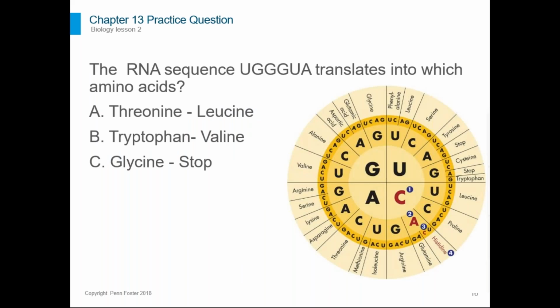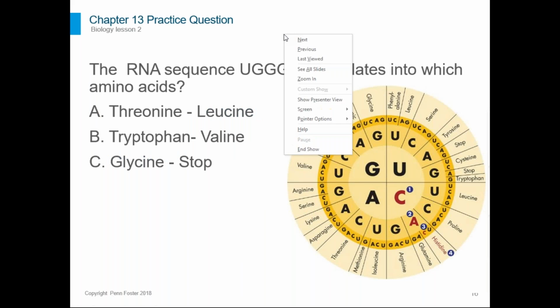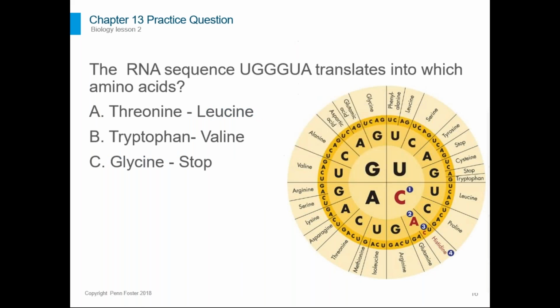So let's do a quick practice question. We have this RNA sequence of UGG-GUA. So what two amino acids does that make? Well, first of all, what do you mean two amino acids? We have 6 letters there. Well, remember, it reads in codons. It reads in groups of 3. So UGG is going to be one amino acid, and then GUA will be a second one.